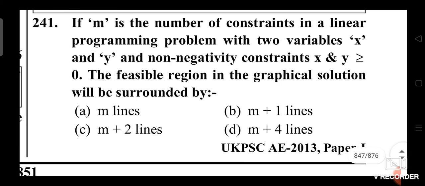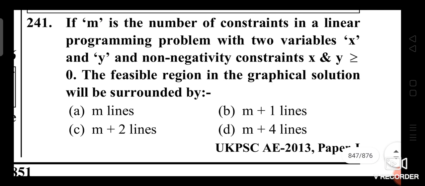Next, if m is the number of constraints in a linear programming problem with two variables x and y, and non-negative constraints x and y greater than 0, the feasible region in graphical solution will be surrounded. So guys, you comment the answer to this.